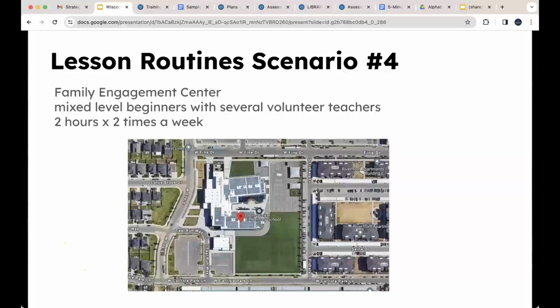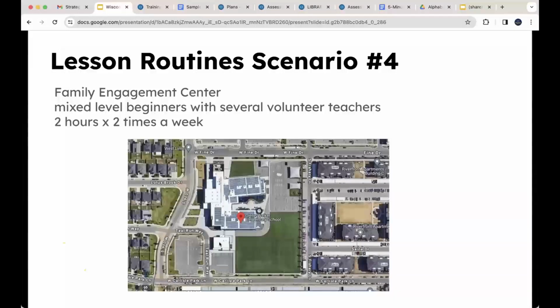When they built this, they also built this satellite building called the Family Engagement Center. And the school offers a variety of different services and activities here to help get the families in the area involved in the school community. This school is in a neighborhood with a lot of apartment complexes where new immigrants and refugee families live. It's within walking distance. It's a really great location.